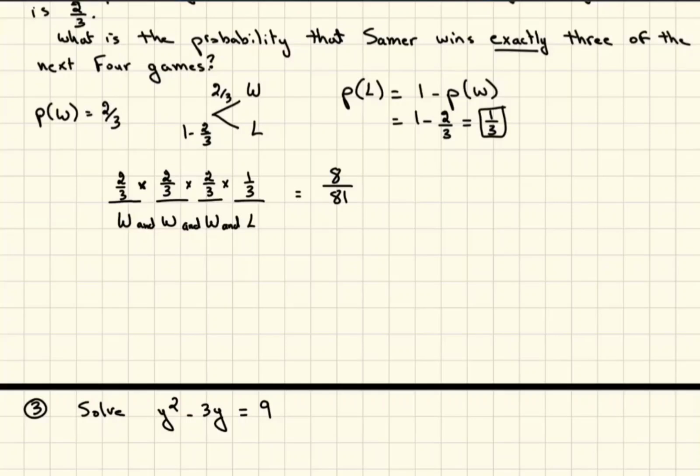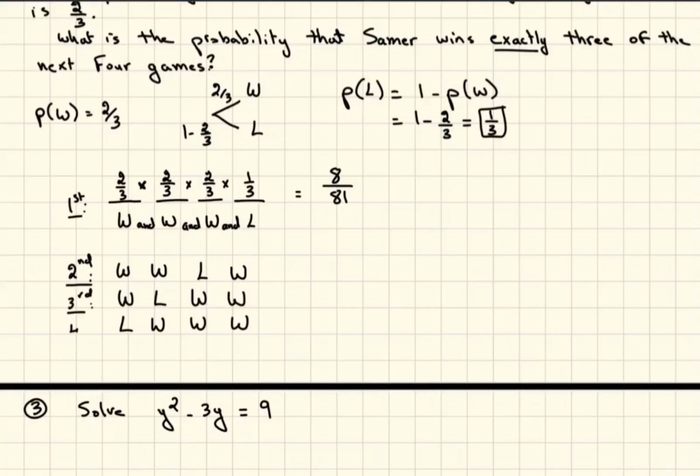But he can win the first 3 and lose the fourth, or he might win the first 2, then lose, then win. Or he might win the first, lose the second, win, and win. Or he might lose the first game but win the last 3 games. So basically, how many options do we have here? I have the first option, second option, third, and fourth.